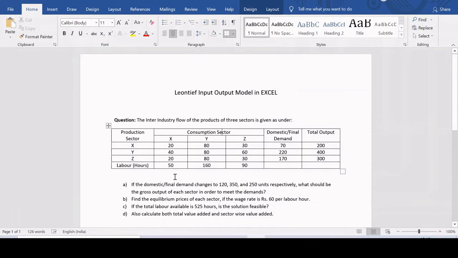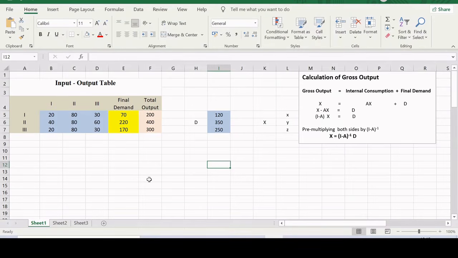So the first point of this question requires to calculate the gross output of each sector when there is a change in the final demand from the current level, that is 70, 220 and 170 to 120, 350 and 250 units for sector X, Y and Z respectively. So to find out the gross output of each sector, I have represented the information in this Excel sheet.